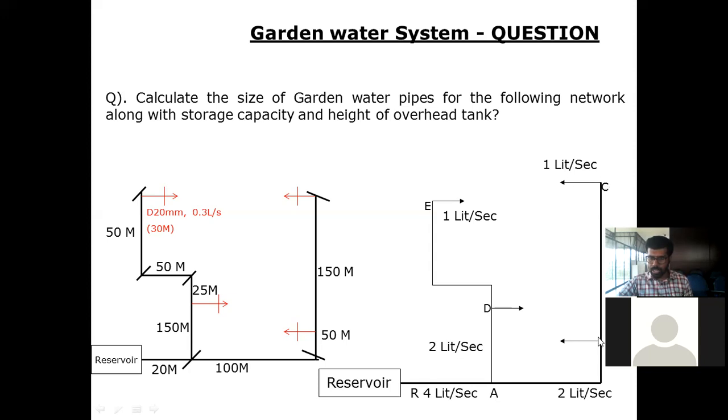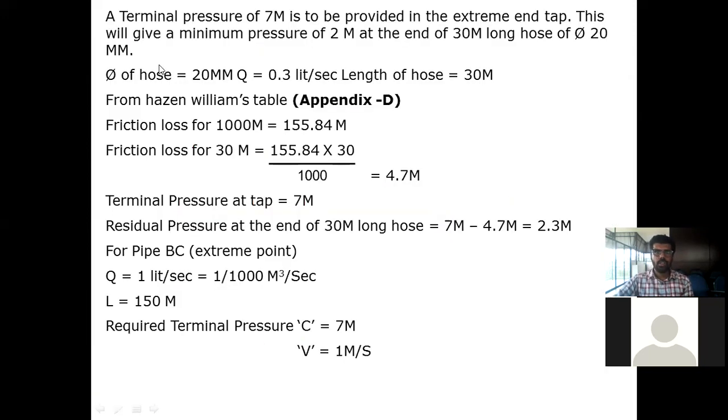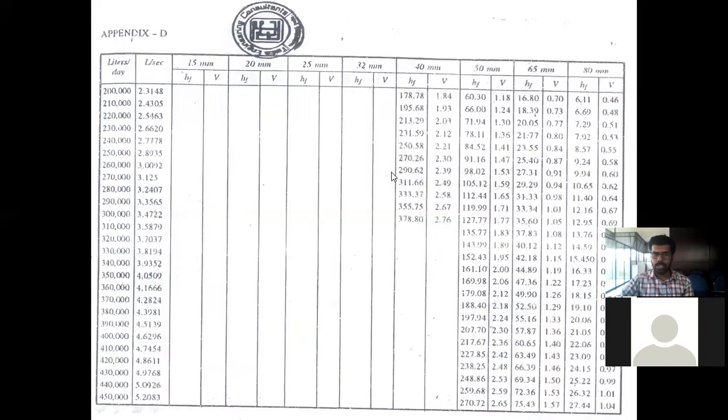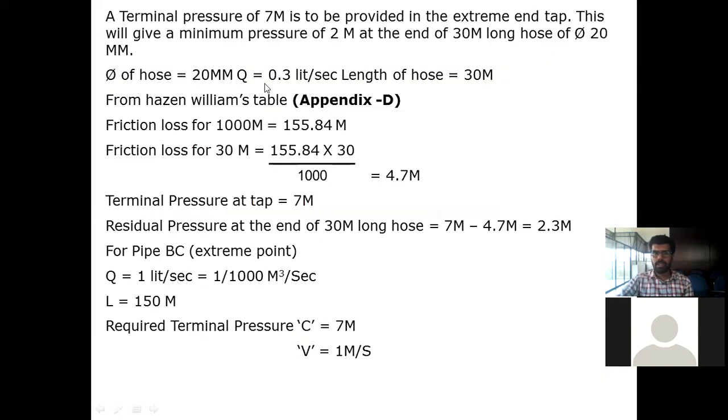So we can just see the head by this. Okay, so now we are focusing on this C. So the hose diameter will be 20 mm, the discharge is 0.3 liter per second, and the length of the hose is 30 meter. So all these are same. This one is same with this. Diameter is 20 mm, 0.3 liter per second, length is 30. So you have to write that. Diameter of the hose 20. Discharge is 0.3 liter per second. Length of the hose is 30 meter.